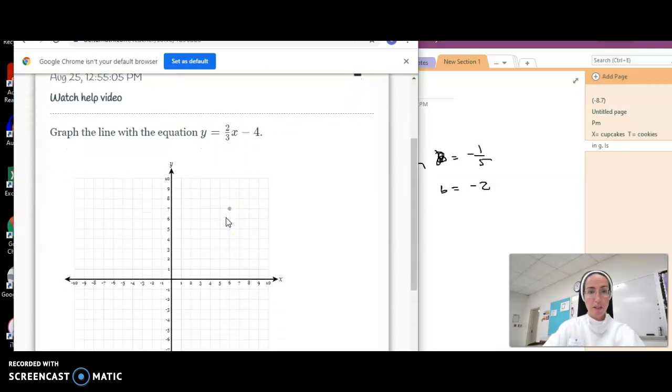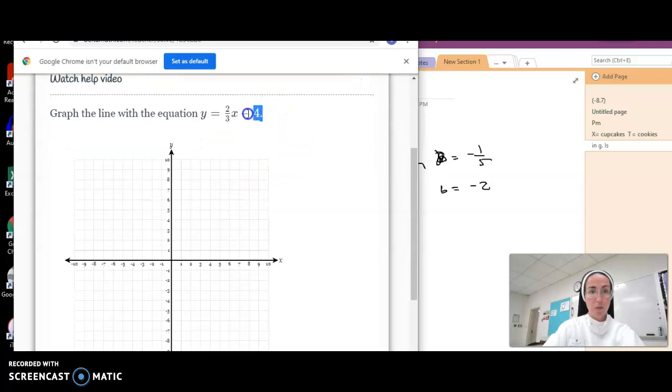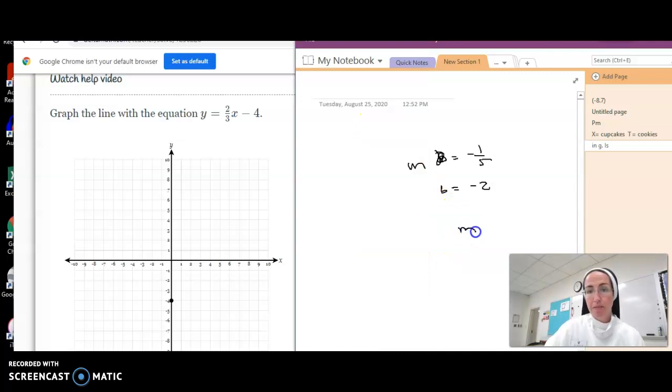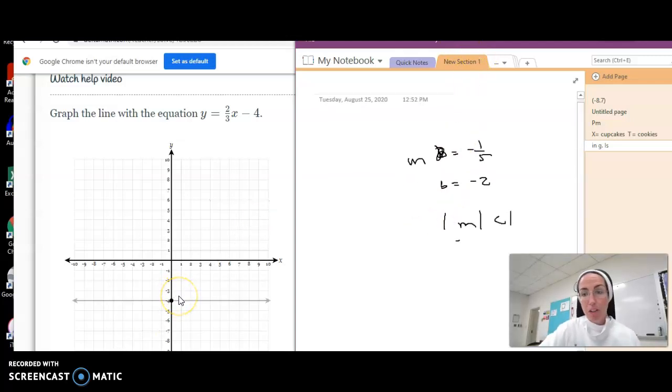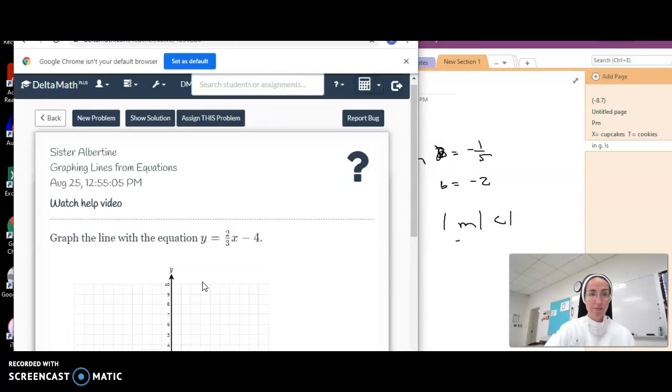Okay, 2/3 x minus 4. Minus 4 is my y-intercept down here. 2/3, is that steep or shallow? Well, if the absolute value of the slope m is less than 1, so like 3/4, 2/3, 1/2, all of those are less than 1. It's going to be what I'm calling shallow, not steep. So this is going to be shallow. I go up 2, to the right 3, and that's how I do that.